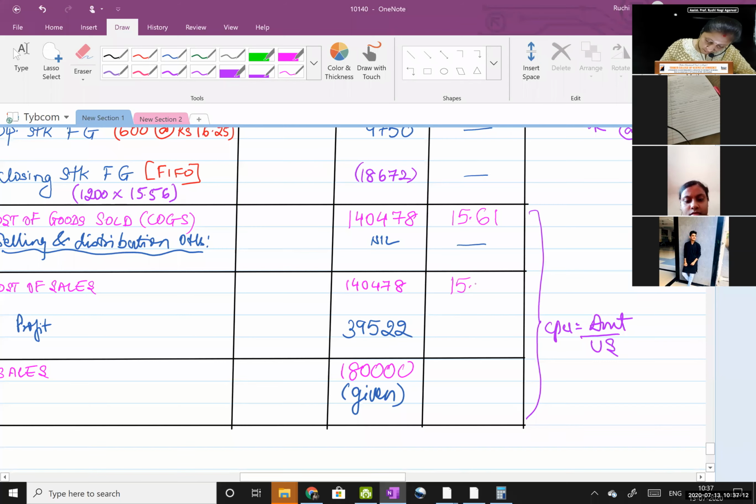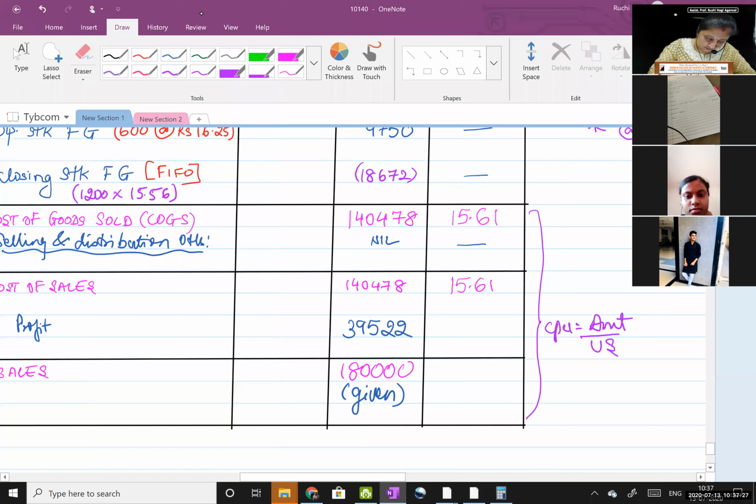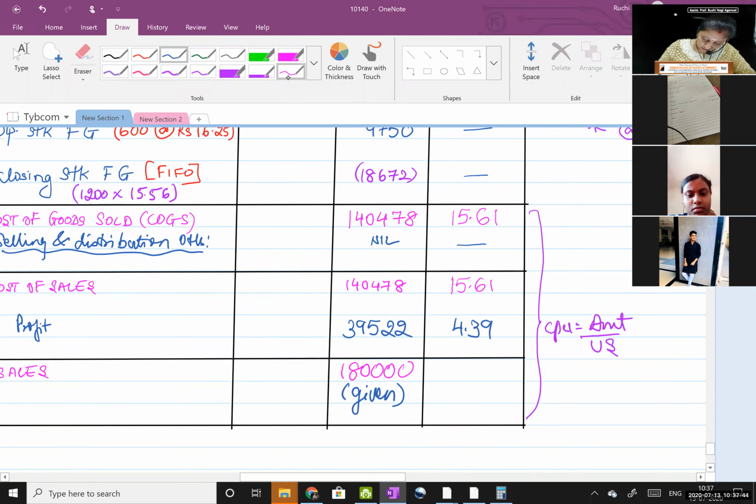Then profit: 39,522 divided by 9,000 units sold. 4.391, so 4.39. And last, sales: 1,80,000 divided by 9,000 units sold. So the answer is 20 rupees.